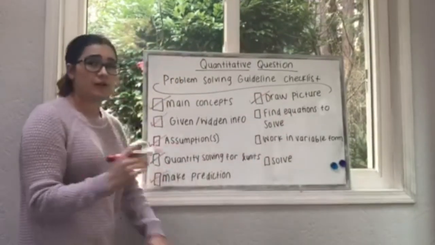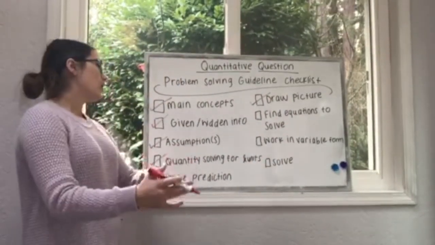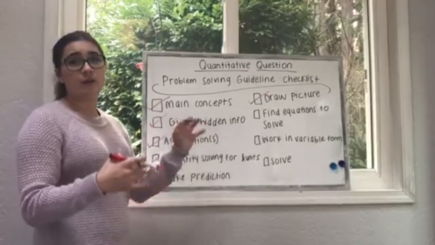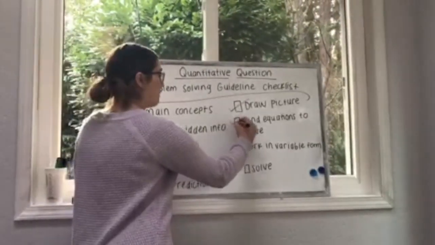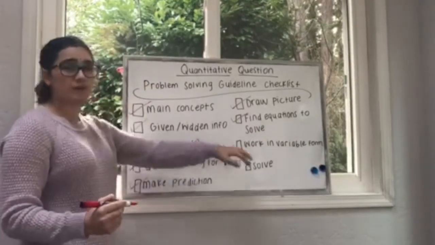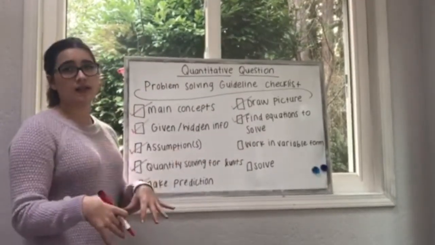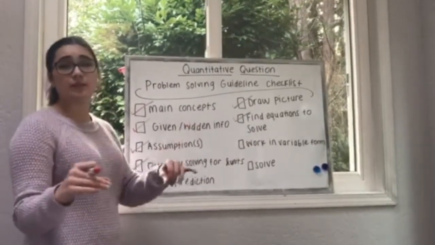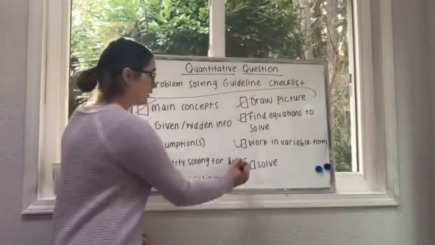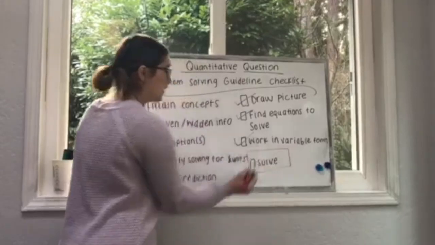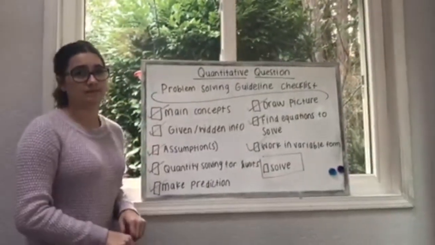And we need to find the equations to solve. So we looked at our given and hidden information and what we didn't know, and we came together with a list of things that would help us solve. And then we worked in variable form so that we could have a more cohesive understanding and a much easier plug and chug version of the problem. And lastly, we will find a solution by plugging in the numbers and solving.